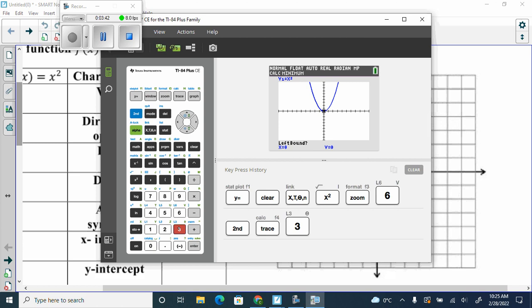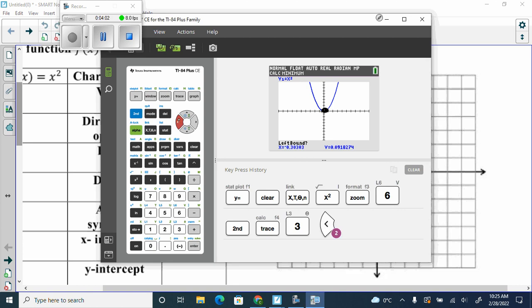It says, I want left bound. Left bound means left bound of whatever the heck you're finding. And what did we choose to find? What did we pick? The minimum, correct? So we want to find this. We want to find the minimum. So I need to be on the left of it. Correct? Right now it's blinking underneath there.